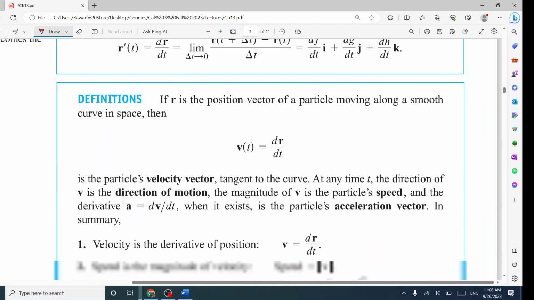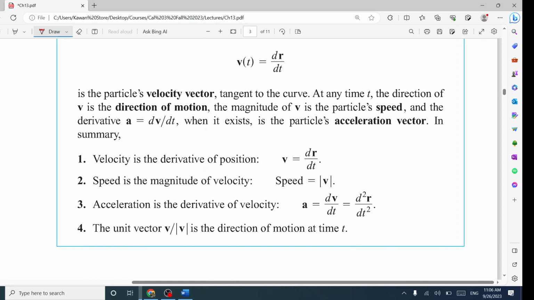Every time you blame me and say, why does mathematics not have application? Now everywhere there is application in Calculus 3. For example, I'm talking about velocity, speed, acceleration, unit vectors, motion. All of them, especially in the field of vector-valued functions that we have in chapter 13 of Thomas' Calculus, are applications. For example, the first derivative will give you velocity, the second derivative will give you acceleration, and the magnitude of v will give you speed.